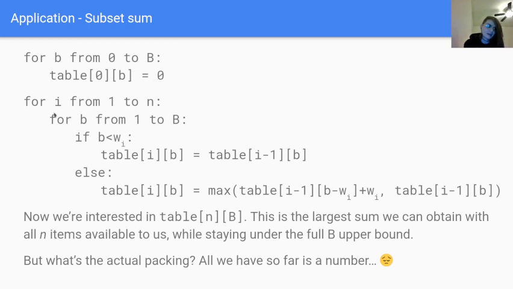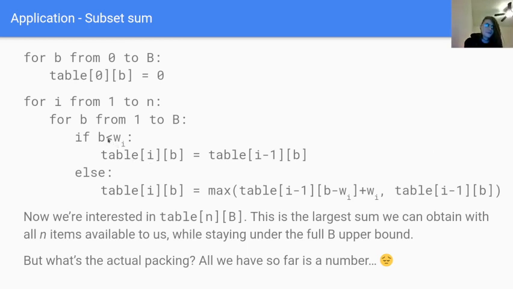And now we have a nested loop for I from 1 to n. This is saying we're allowed to use the first 1 item, the first 2 items, the first 3 items, the first 4 items, and so on up to n. The inner loop is the bound, which is going to run from 1 to the ultimate upper bound B that we're interested in. And here is the code version of our recurrence.